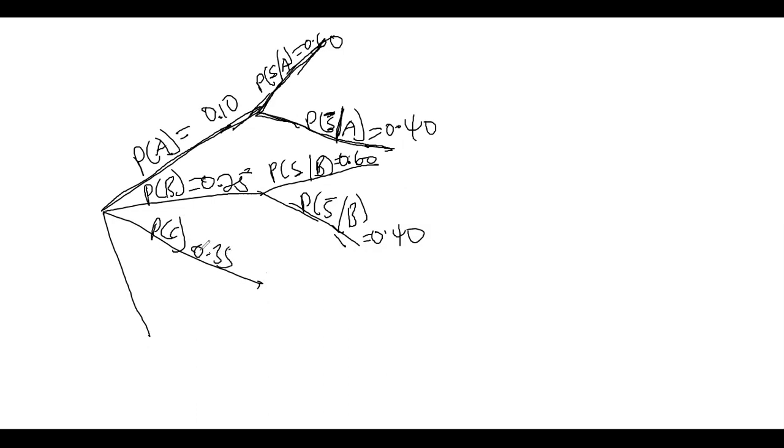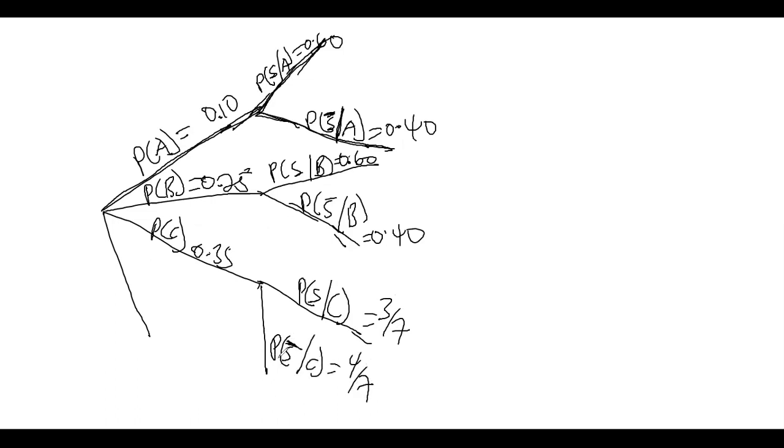Then we also have the probability of selecting a 3-star firm, which is 0.35. If the firm is a 3-star firm, they might have also increased their share price or not. So the probability of increasing share price based on the fact that it's a 3-star firm was 3/7, which means that the probability that they have not increased the share price, based on the fact that it's a 3-star, is 4/7.